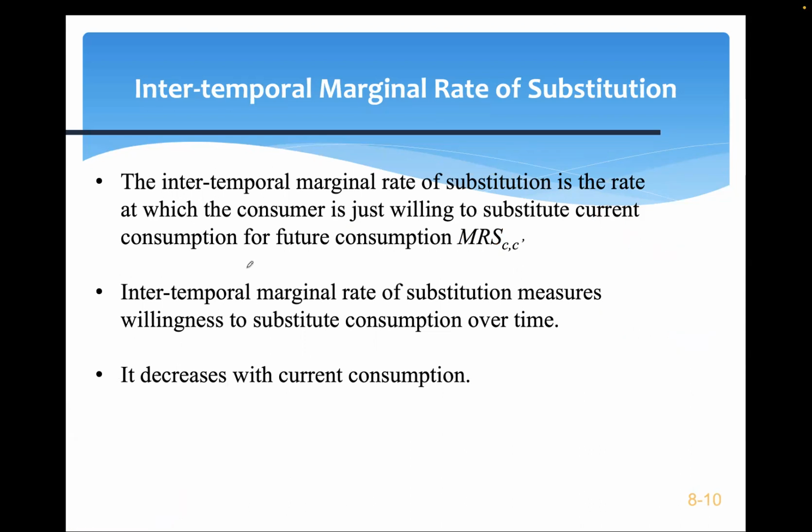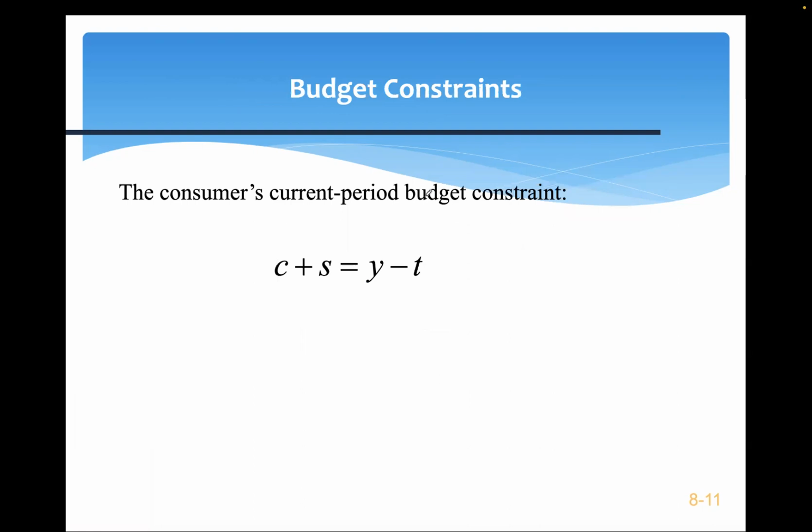Okay. So the intertemporal marginal rate of substitution, or MRS, is measuring willingness to substitute consumption over time, like today and tomorrow. And finally, it decreases with current consumption, right? Meaning you are more willing to substitute.